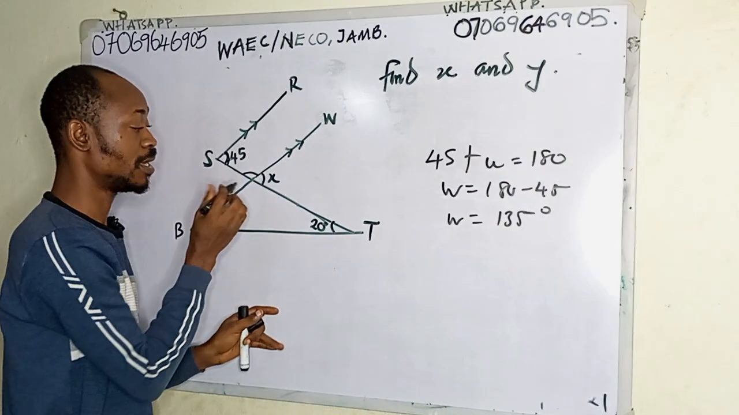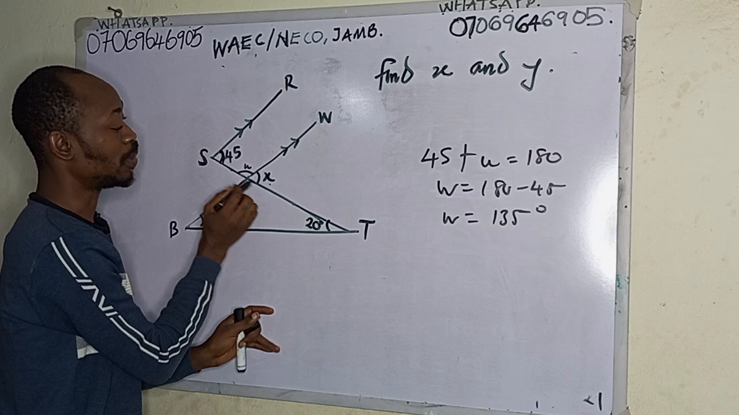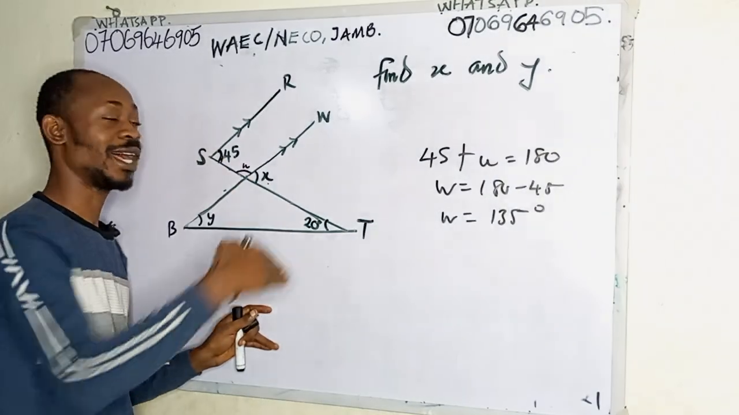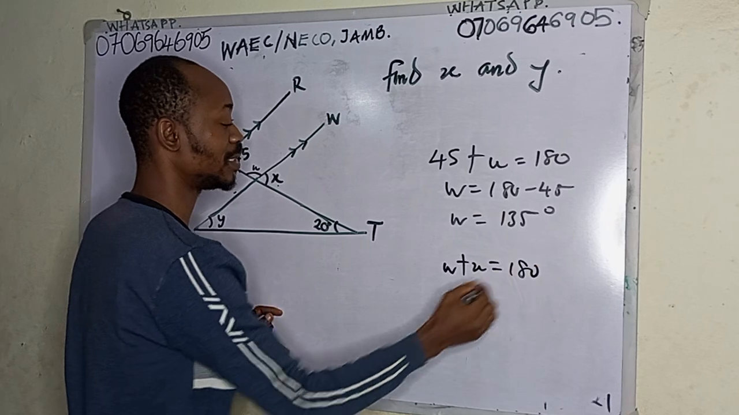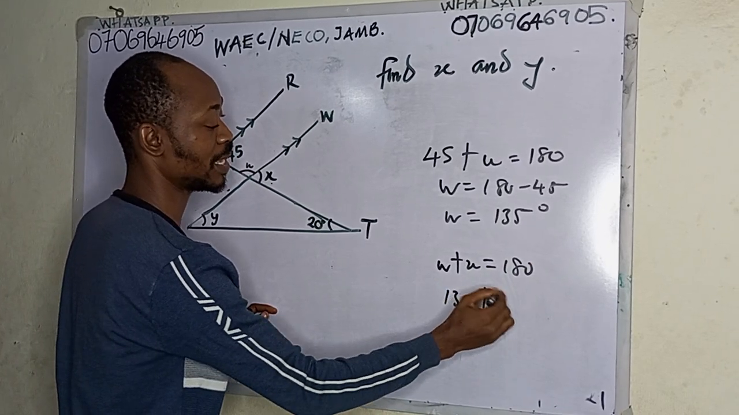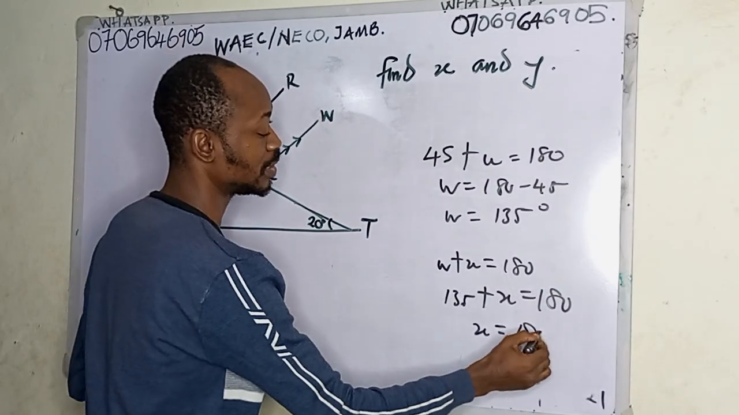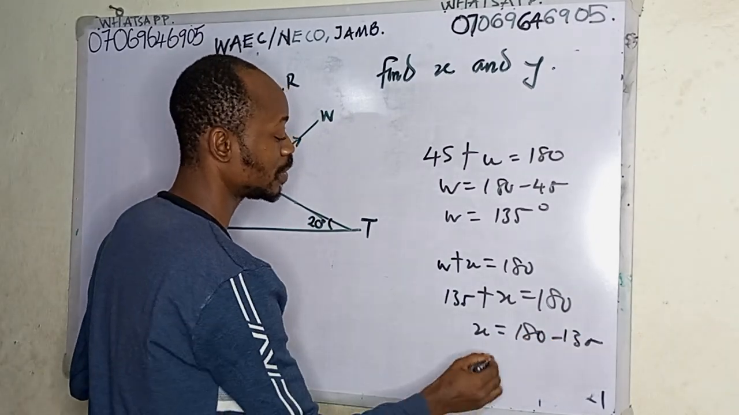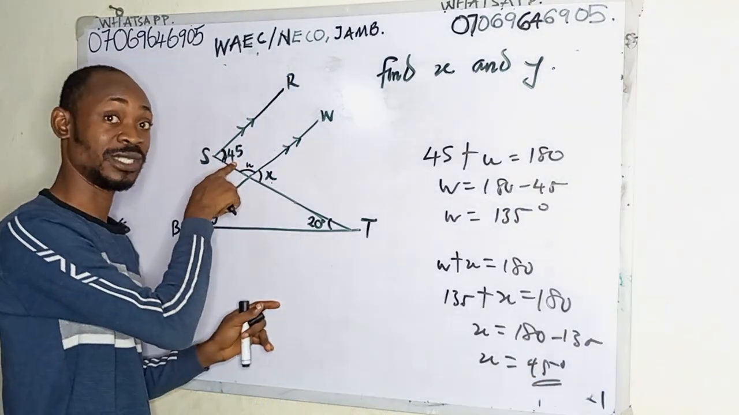And if you check, it's on a straight line with X. Let me just call it W. It's on a straight line with X, and you know that angles on a straight line add up to 180. So definitely W plus X equals 180. And I know that W is 135. So 135 plus X equals 180, and X is going to be 180 minus 135, which is 45. If you're observant, it's the exact same 45 we got here.